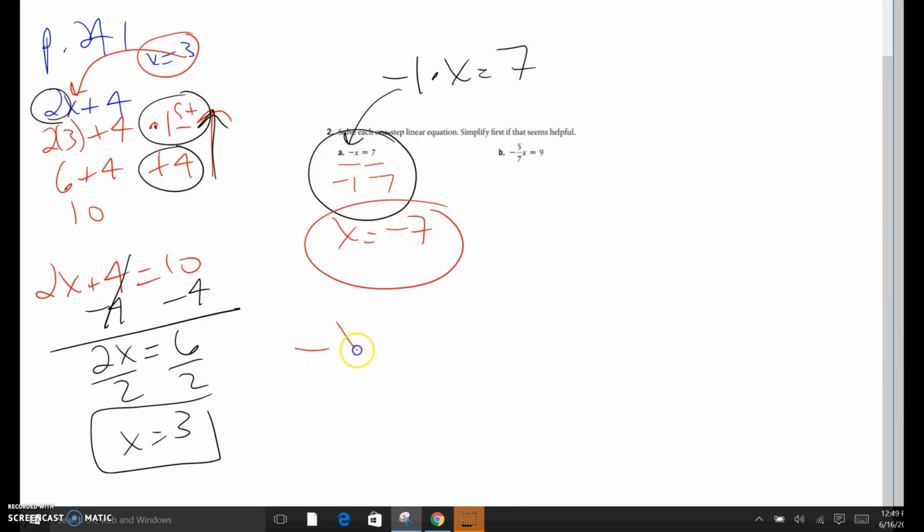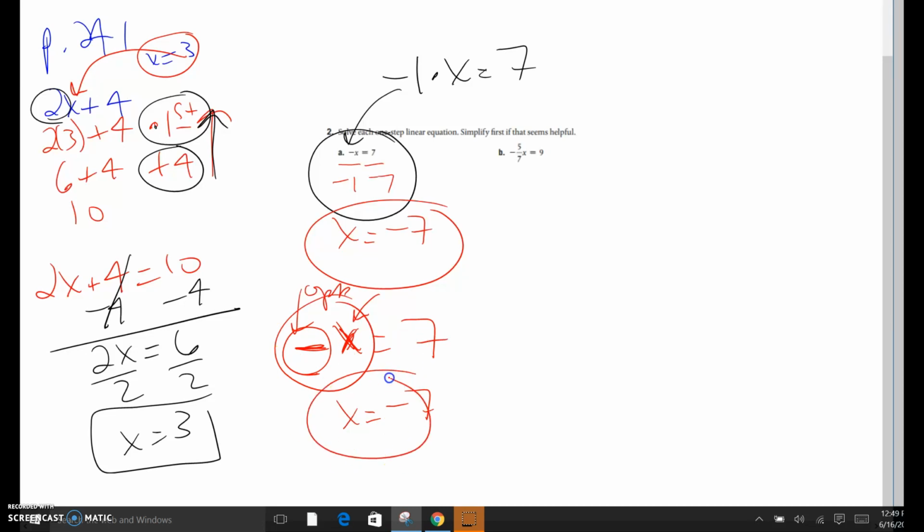The other thing you could do on this one is just know what this is saying. This is saying the opposite of whatever x is, is 7. So when I take the opposite of x, I end up getting 7. So therefore, x must be -7, so that when I take the opposite of it, I end up being positive. So that's another way to get that answer.